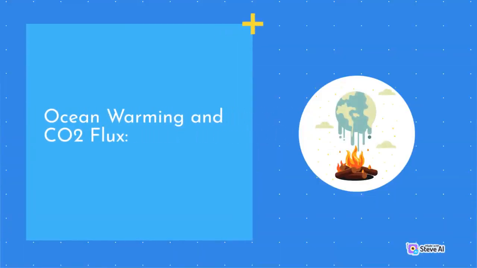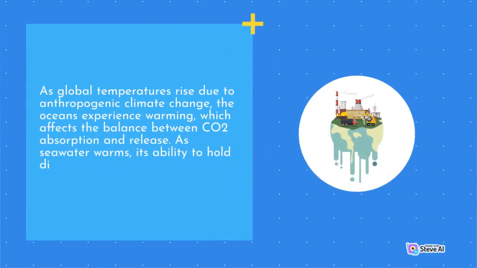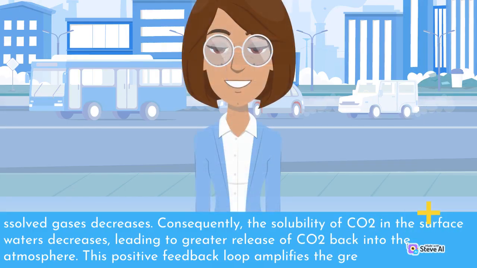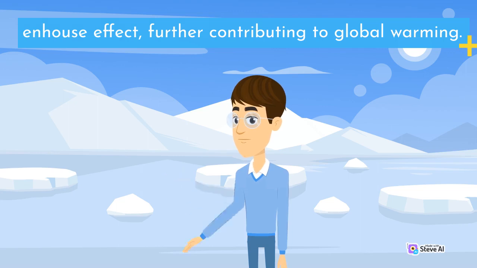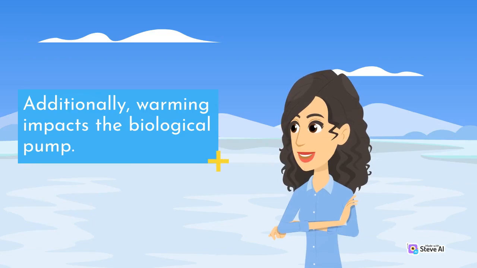Ocean warming and CO2 flux. As global temperatures rise due to anthropogenic climate change, the oceans experience warming, which affects the balance between CO2 absorption and release. As seawater warms, its ability to hold dissolved gases decreases. Consequently, the solubility of CO2 in the surface waters decreases, leading to greater release of CO2 back into the atmosphere. This positive feedback loop amplifies the greenhouse effect, further contributing to global warming. Additionally, warming impacts the biological pump.